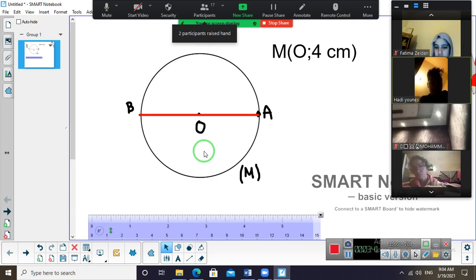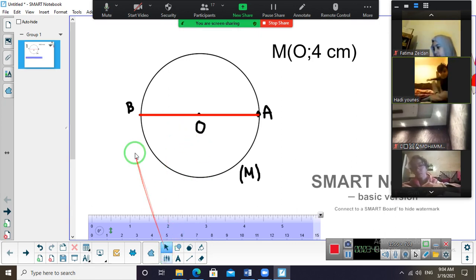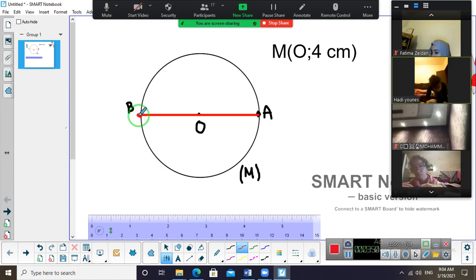a diameter. So the definition of a diameter is a segment whose extremities are 2 points on the circle, but there is a condition: it passes through the center. If the segment doesn't pass through the center, it cannot be a diameter, it will be a chord. So the diameter should always pass through the center.